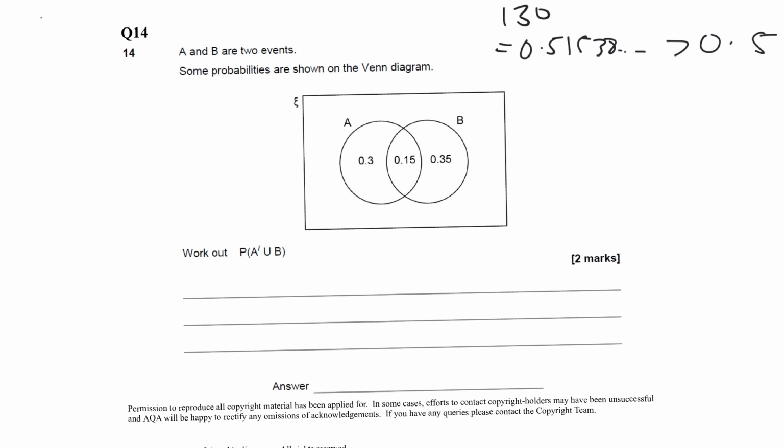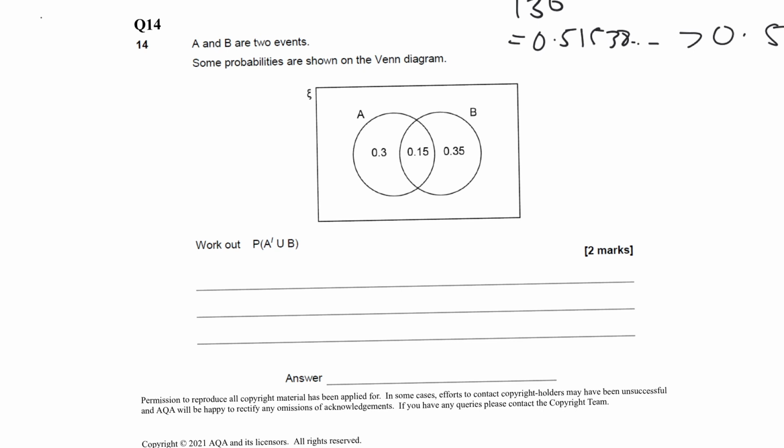So not A would include all this part and the outside part, which, cheeky, they haven't given us the decimal for the outside part. So we know the total probability is 1. So to work out the outside part, you do 1 minus 0.3 minus 0.15 minus 0.35, and that would leave you with 0.2. So the outside is 0.2. Okay, so not A is including all this part, but you want not A or B. So this is different to not A and B.